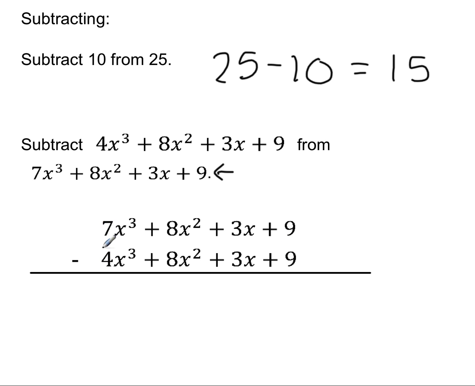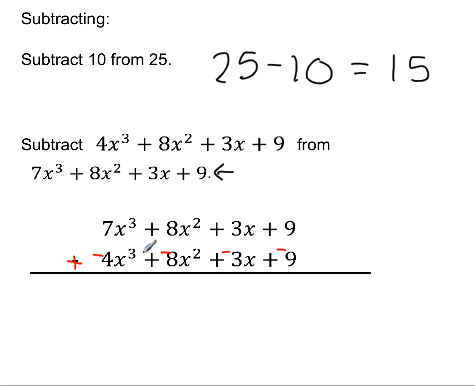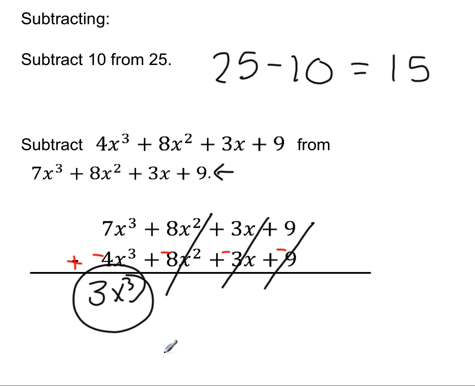Oh, this is a weird one. So what that means is I actually do this. I make this plus, and then I make this negative, this negative, this negative, and this negative. So now it's like I've distributed the negative throughout the problem. But now I can just go back to my normal pen color and I can say, oh, all right, now I've got 7x to the third plus negative 4x to the third, which is that. 8x squared plus negative 8x squared, gone, gone, gone. My final answer is just 3x squared. Interesting.